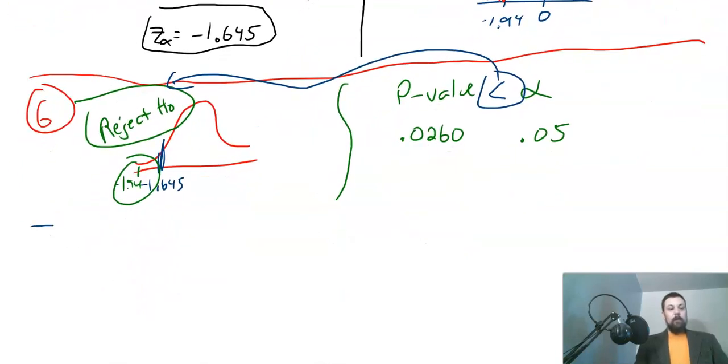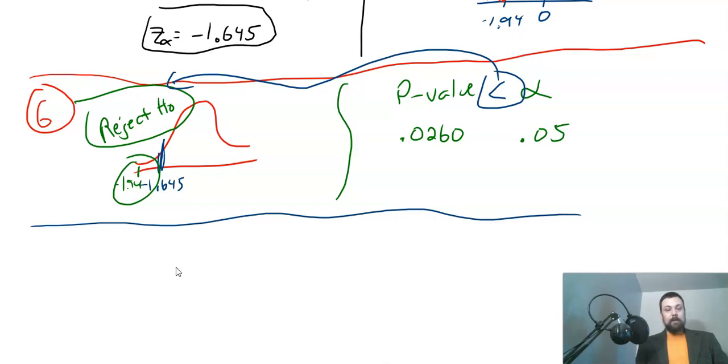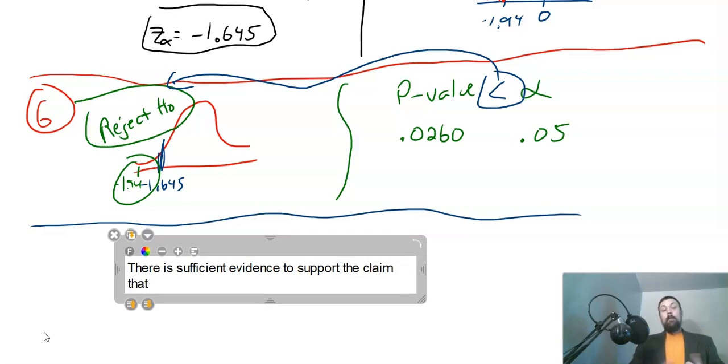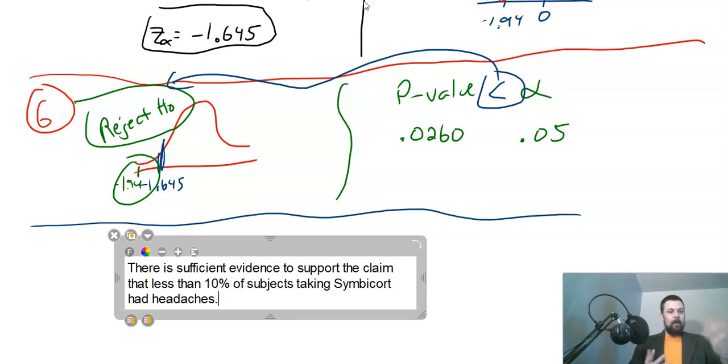All right, so our final conclusion about the claim, I'm going to type it out this time instead of trying to write it, is that there is sufficient evidence to support the claim that, because remember, the claim was that less than 10% of subjects had headaches. What we rejected was the null hypothesis, which was the opposite of that. Remember, the claim was that less than 10% of subjects taking Symbicort had headaches. I guess that's a good enough complete sentence.